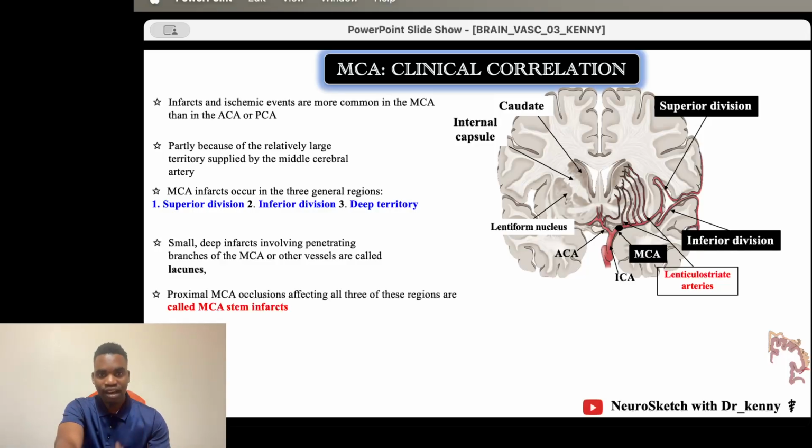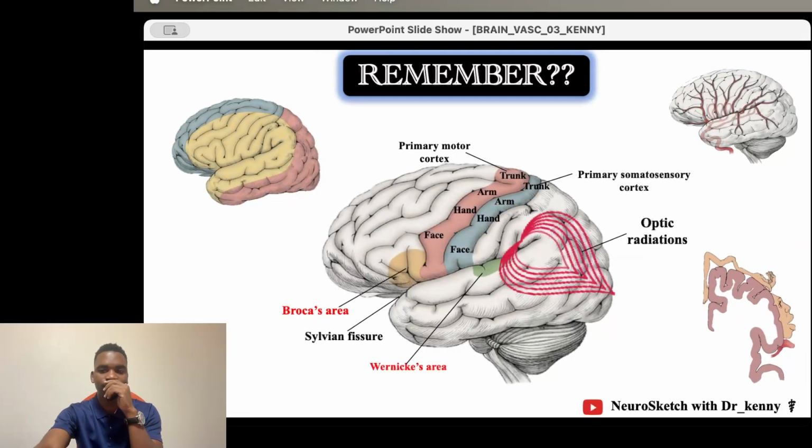The middle cerebral artery stem infarct. So it affects the stem. The stem is like the shina, so it affects the shina of the middle cerebral artery. So any other structure distal to the occlusion will be affected.